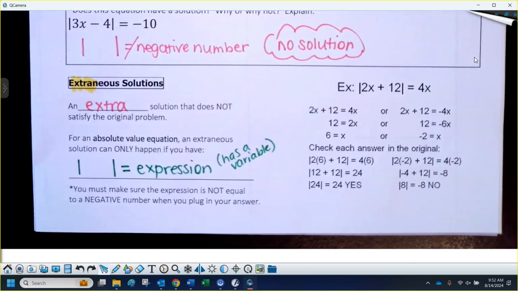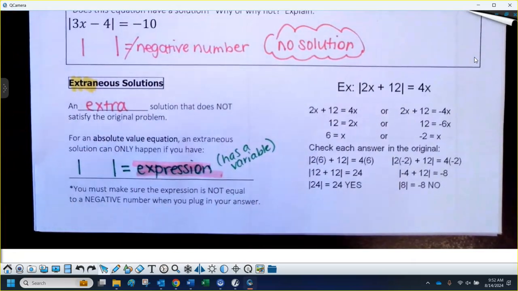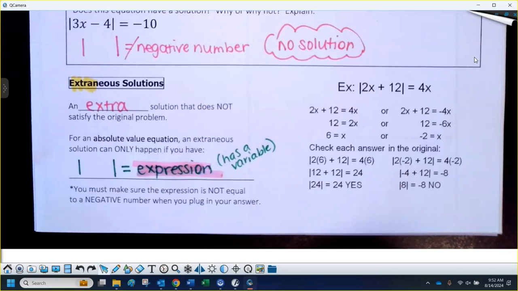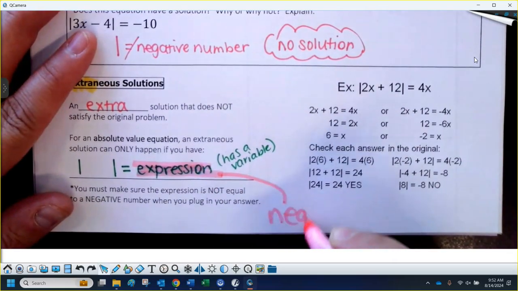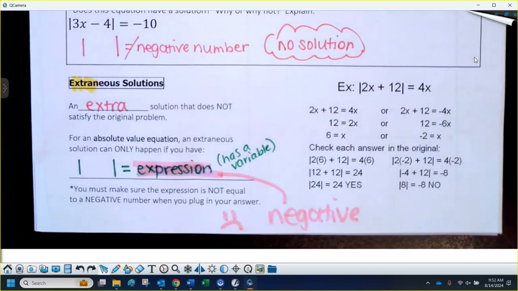You must make sure the expression is not equal to a negative number when you plug in your answer. When I check these, you have your absolute value all alone, equal to some expression in terms of your variable. If you plug in your answer and it makes that expression negative, that's going to introduce an extraneous solution, because we cannot have an absolute value equal to a negative number. If you plug your answer in and this is positive, you're golden. But if this expression ends up being any negative number, then it's going to give you an extraneous solution.